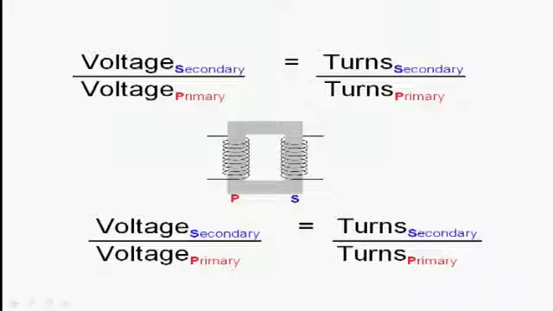This is the transformer formula, and it's one that you need to know. It simply tells us that if we take the ratio of the voltages, secondary divided by primary, it's the same as the ratio of the turns, secondary divided by primary. Easiest way is to go through some examples.